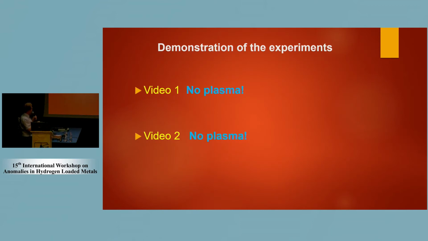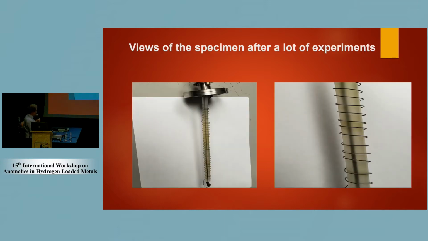Okay, thank you. So now, let's go further. This is the view of the specimen after a lot of experiments. It means the experiments are not only replicable, but the specimen and its parameters remain the same after the experiments. You can see here.